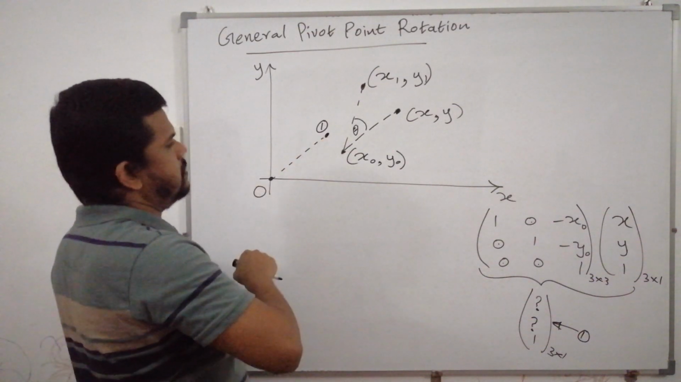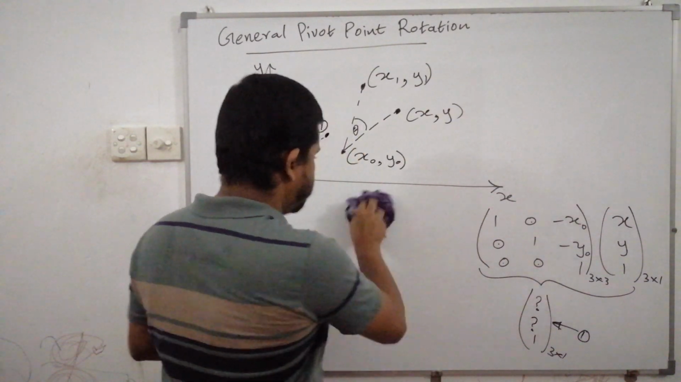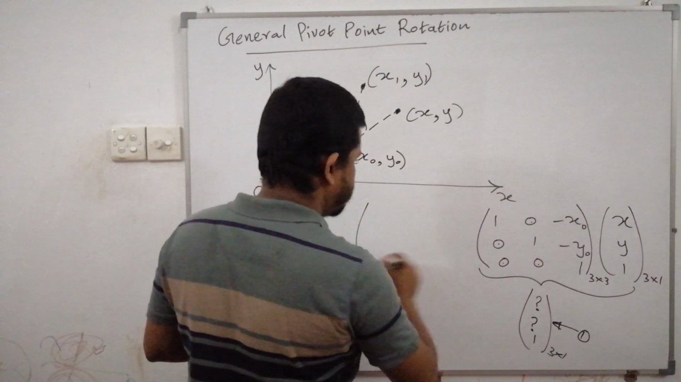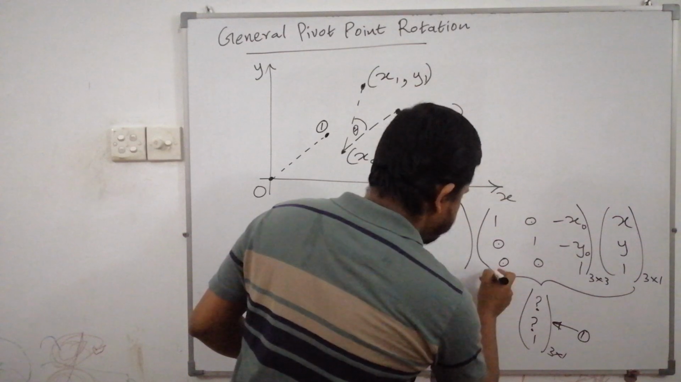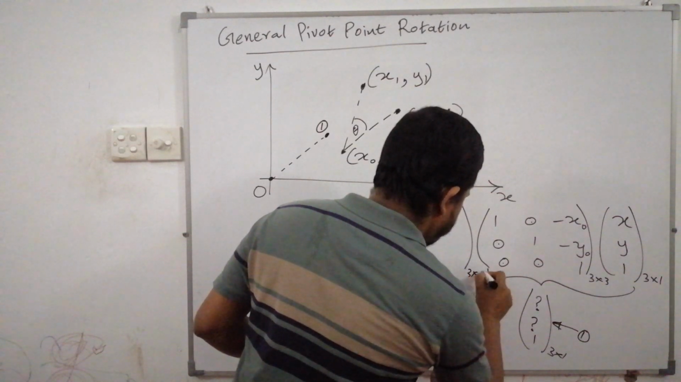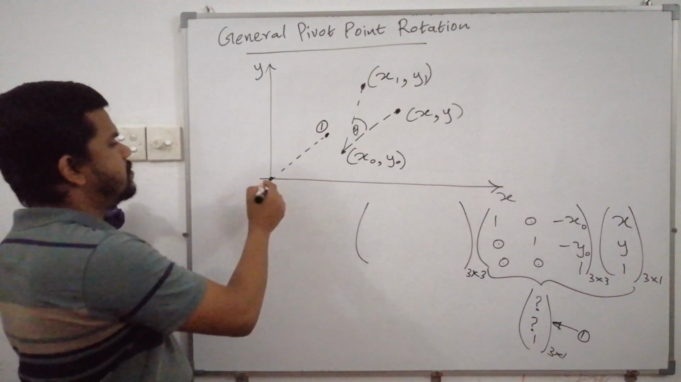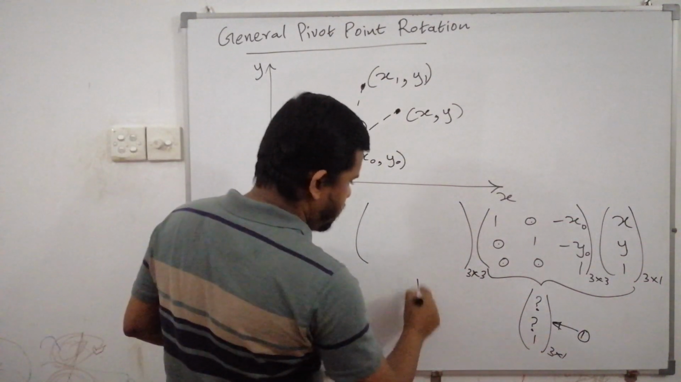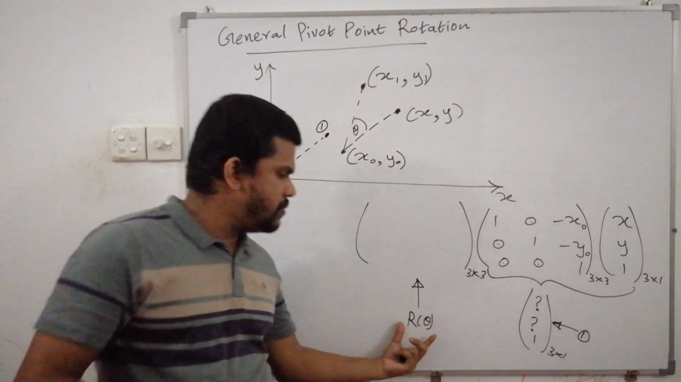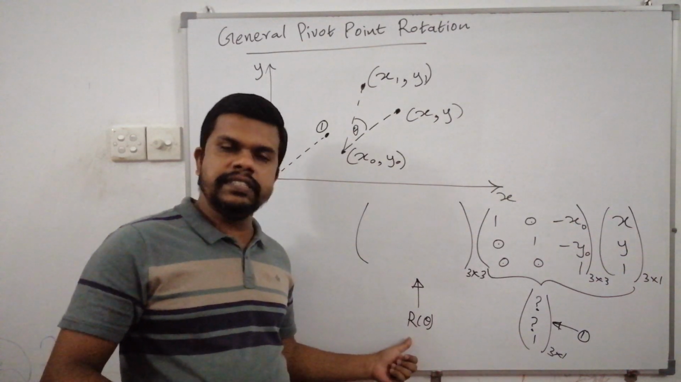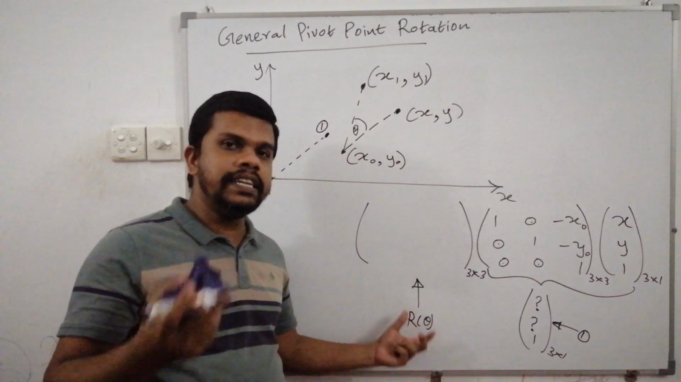Now at this point, what should we do? Another 3 cross 3 matrix. Here we put R theta, the rotation matrix. This is the matrix we derived earlier, rotation around the origin.